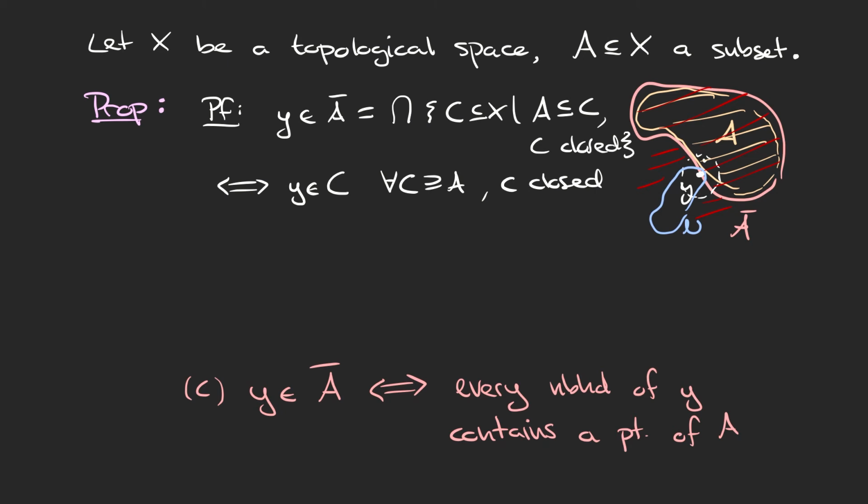Moreover, we also know that the complement of N does not contain y, because y is contained in N. So this red set, N complement, is a closed set that completely contains A, but does not contain y. But we assumed that y is contained in every set that's both closed and contains A. So that would be a contradiction. So in fact, such a set N can't exist, and the fact that y is contained in every closed set that contains A implies that every neighborhood of y must contain a point of A.